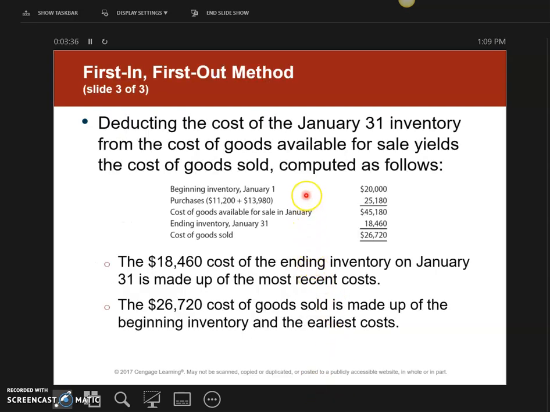The other thing we're concerned about is the cost of the merchandise sold under FIFO periodic. So here's what I had: the beginning inventory plus what I purchased along the way. So here was the cost of all my available inventory for sale, $45,180. That was on my first slide. Now I know my ending inventory total is $18,460. When I subtract, there's the cost of goods sold.